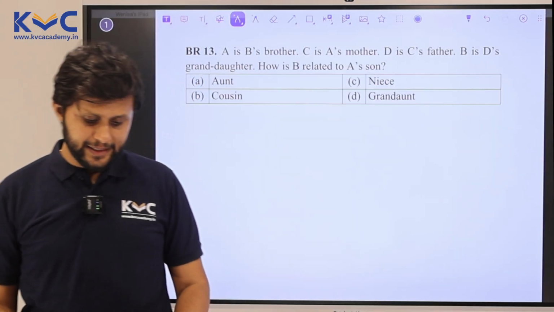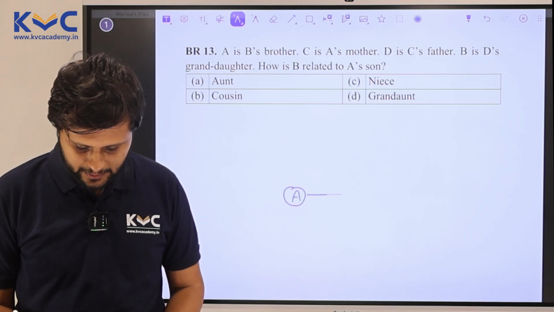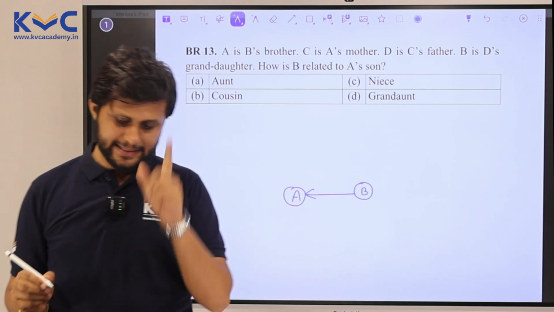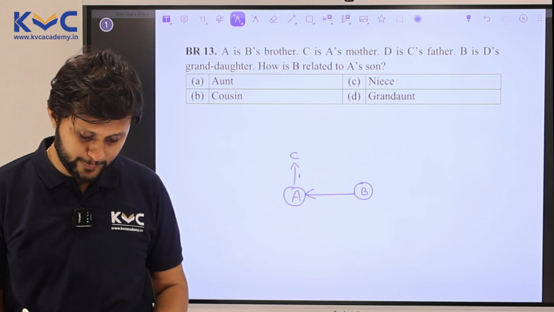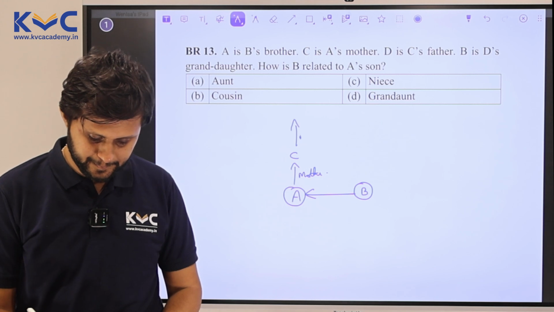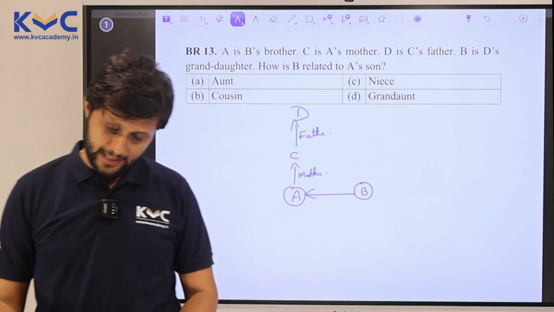Question number 13. A is B's brother. A is there, is brother of B. Okay. C is A's mother. Okay, something similar that we have done from the first question. D is C's father. Can go a little fast over here. Okay. Now what is happening?